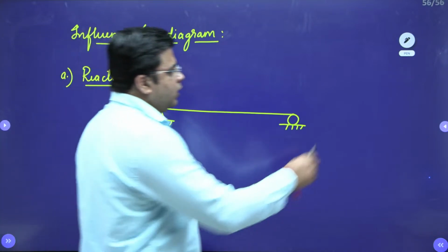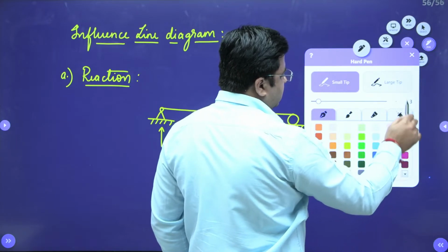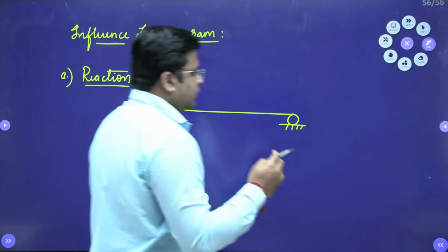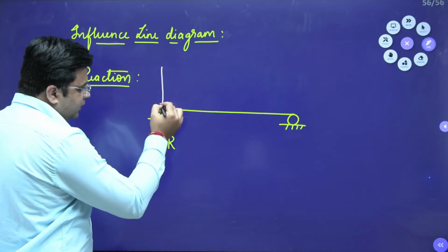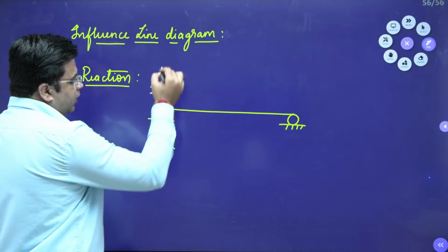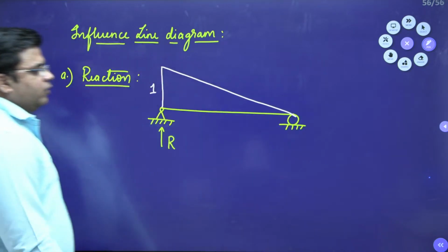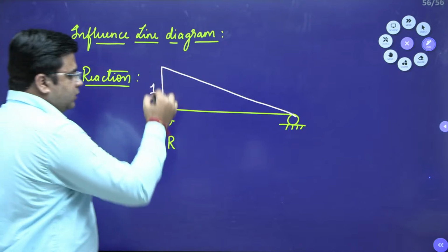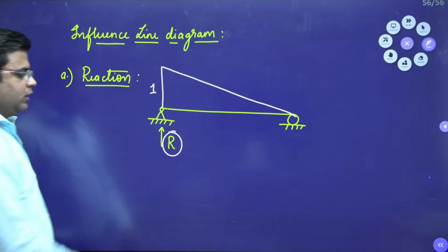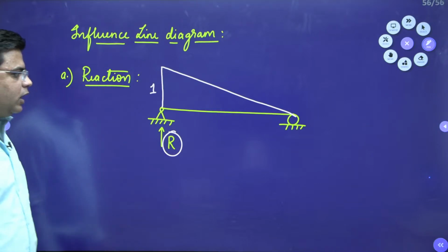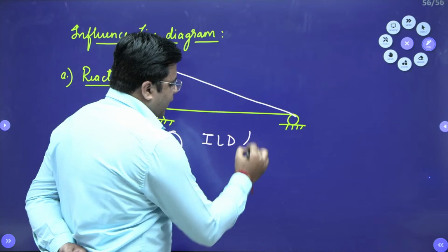Now, for drawing the influence line diagram, just displace this beam by 1 unit and draw the deflected shape of the beam. So, this is your ILD for the reaction R.